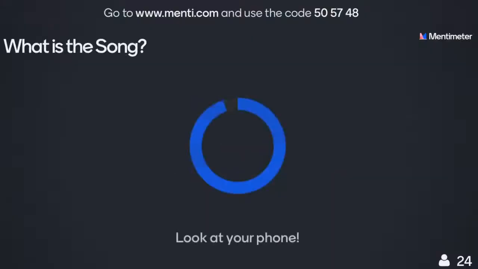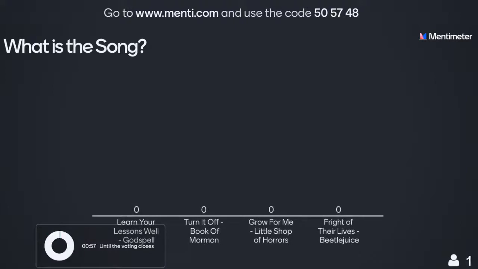Okay, so the options are going to come up on your screen very soon. What is this song? Is it Learn Your Lessons Well from Godspell, Turn It Off from Book of Mormon, Grow For Me from Little Shop of Horrors, or Fright of Their Lives from Beetlejuice?